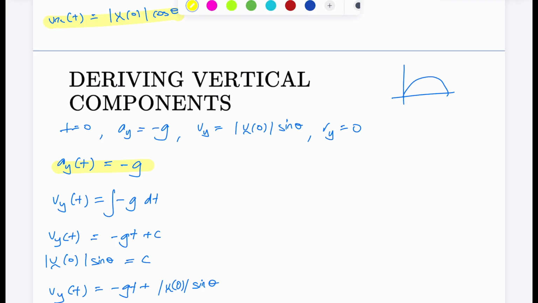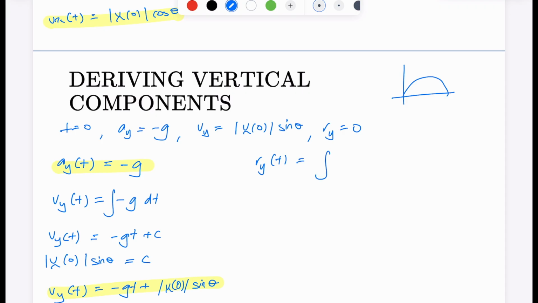and that is my vertical velocity formula. Okay, so you can see it's a little bit more complex this time because I've got this gravity component, but it's pretty similar to my horizontal components. Okay, the last thing now to do is to figure out the vertical displacement equation.